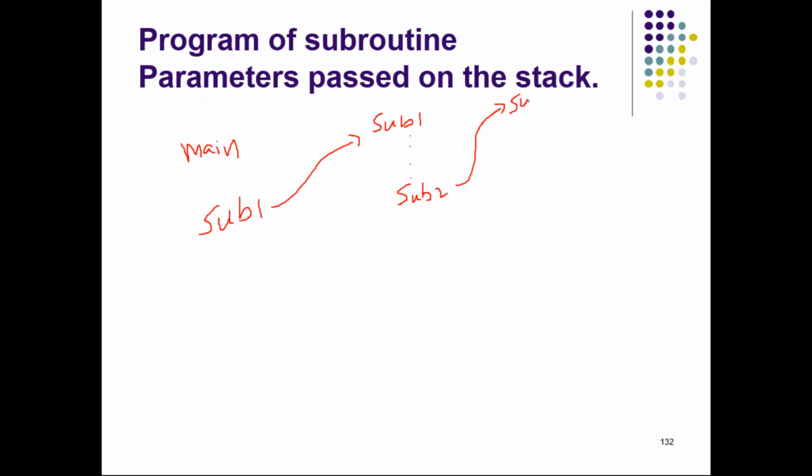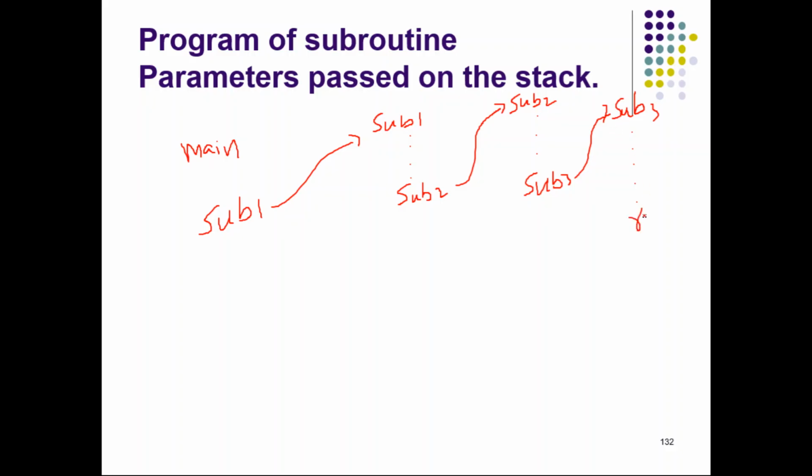Now subroutine 2 calls subroutine 3. Okay, so this kind of function call is called a nested subroutine call, and it can go up to any level. There is no restriction like there should be this many levels. No, it can go to any level. But let us assume in our case it is up to subroutine 3.